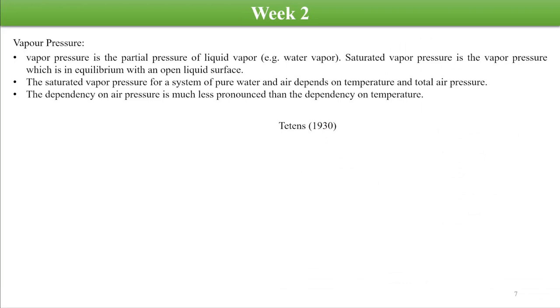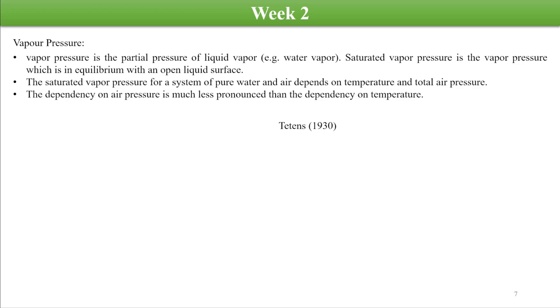Okay, now we move on to the vapor pressure part. The vapor pressure is actually the partial vapor pressure of the liquid vapor, for example water vapor, and there are two things: vapor pressure and saturated vapor pressure. Vapor pressure is the one which the vapor applies on the liquid in the phase of equilibrium.